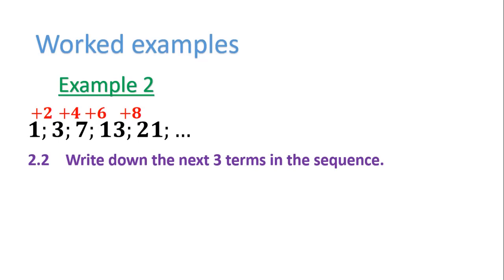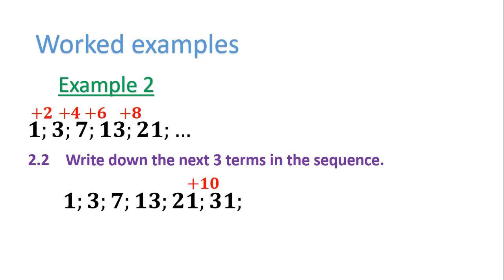2.2. Write down the next 3 terms in the sequence. So there we have our sequence. Now we said we're increasing by adding consecutive even numbers. So it's going to be 21 plus 10, which will give me 31. My next one will be plus 12, which will give me 43. And my last one will be plus 14, which will give me 57. And so I've now written down the next 3 terms in my sequence.